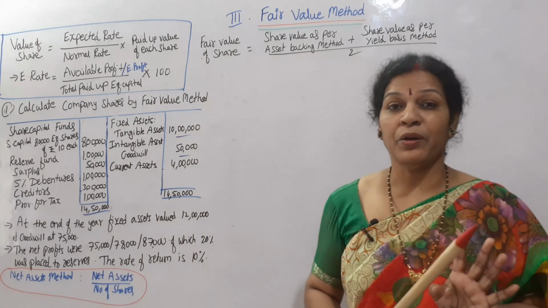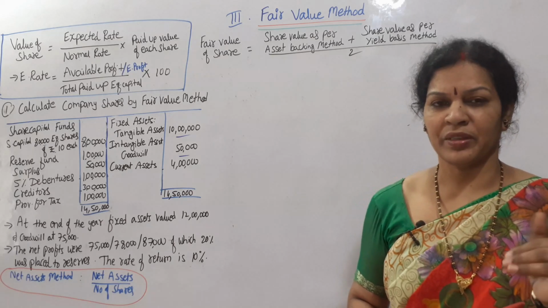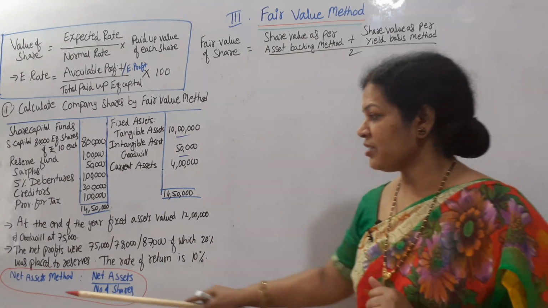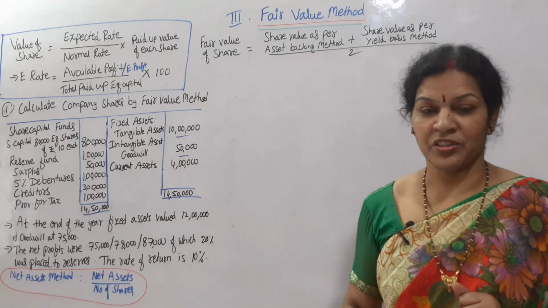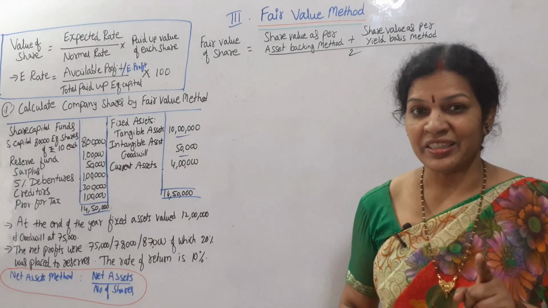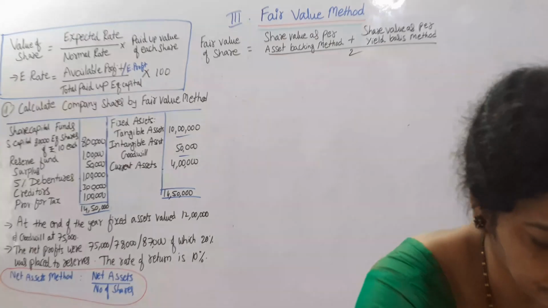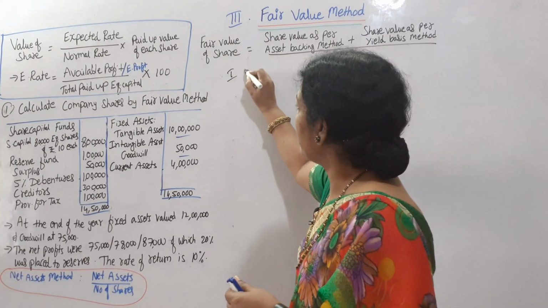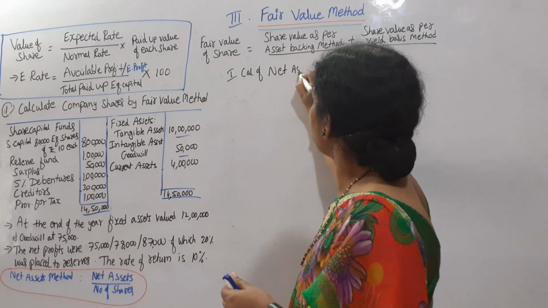Right. Now what we have to do is calculate two methods, as per the asset backing method and as per the yield method. First we will see the asset backing method. The asset backing method formula is net assets divided by number of shares. What we need first is net assets. Calculation of net assets is the first step. Step number 1, calculation of net assets.